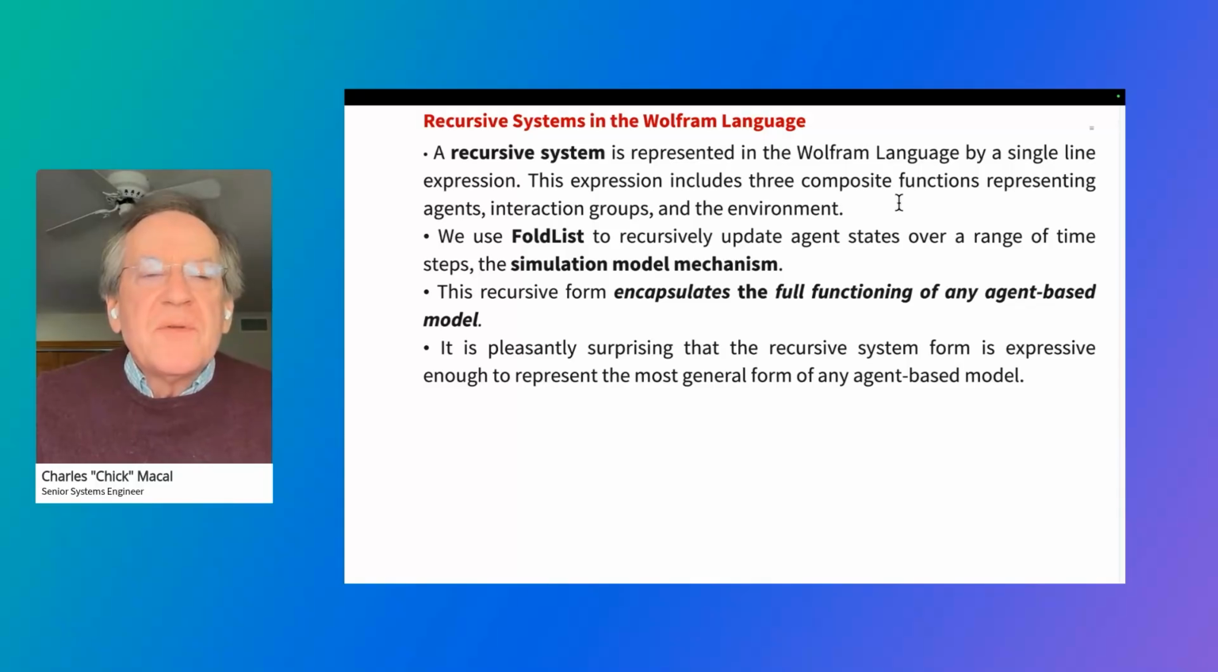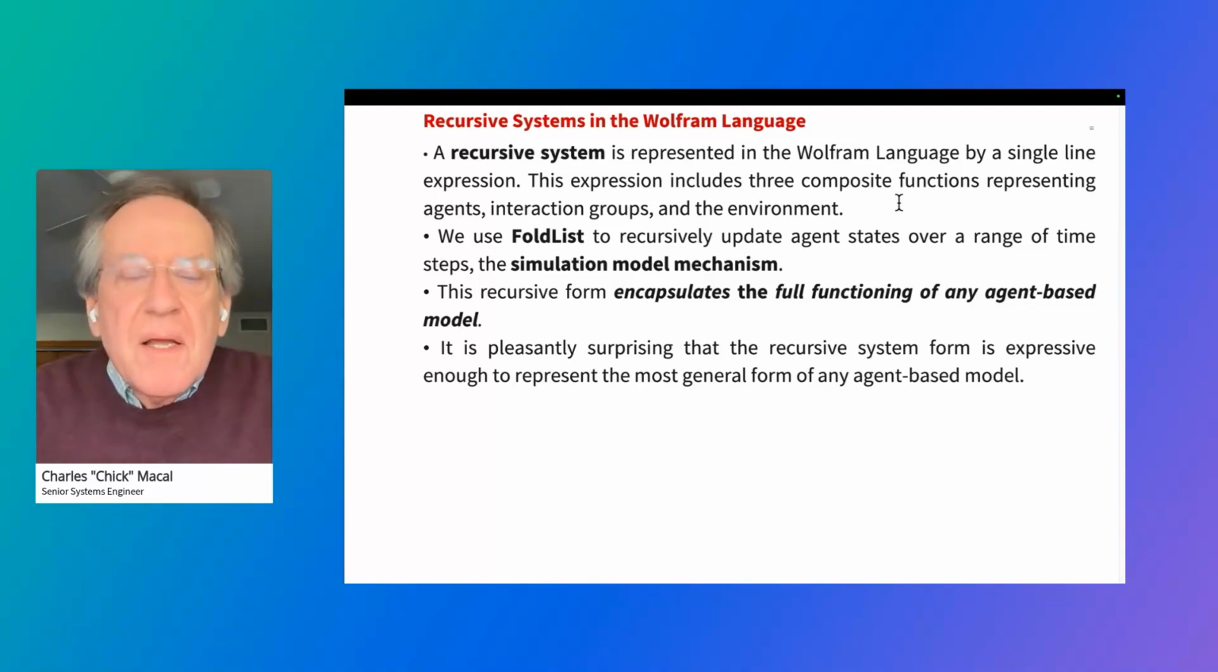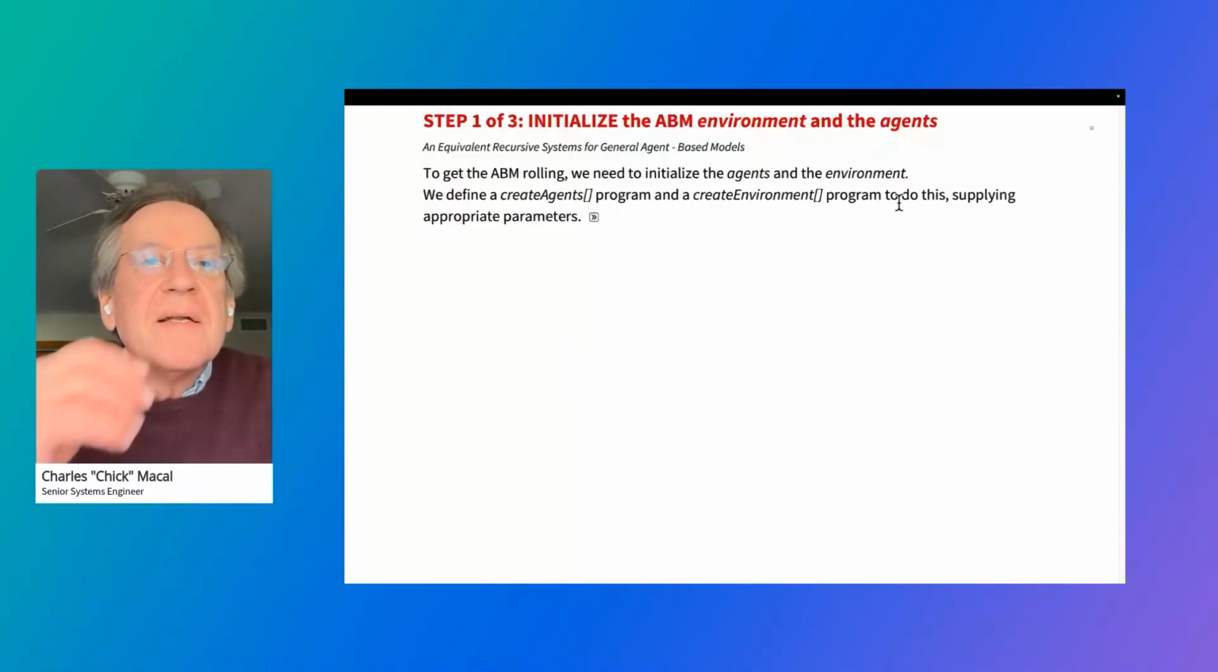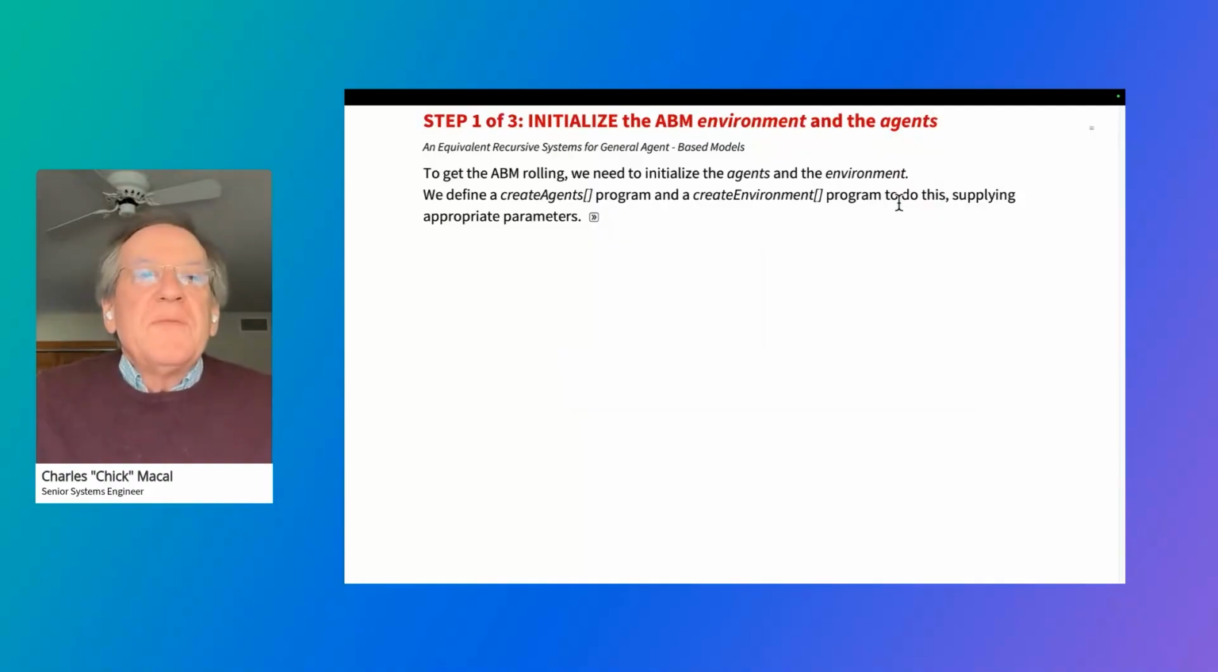It was pleasantly surprising to me that the recursive system form is expressive enough to represent the most general form of any agent-based model. So here's how I did that. To get the ABM rolling, we just need to initialize the agents and the environment. We define a create agents program and a create environment program to do this, which tend to be very simple programs that supply appropriate parameters.